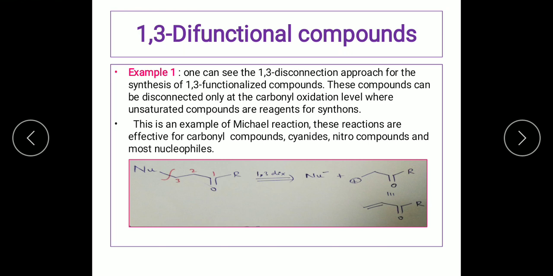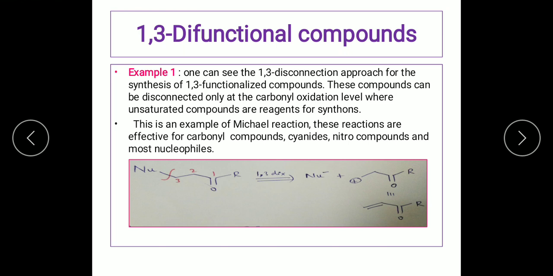Now what happens is, there's going to be a base which is going to deprotonate this carbon. One of the H plus is going to be removed by a base, and then there's going to be subsequent formation of a double bond between the two carbon atoms. That is, this is going to give rise to an unsaturated compound. That is alpha beta unsaturated compound.